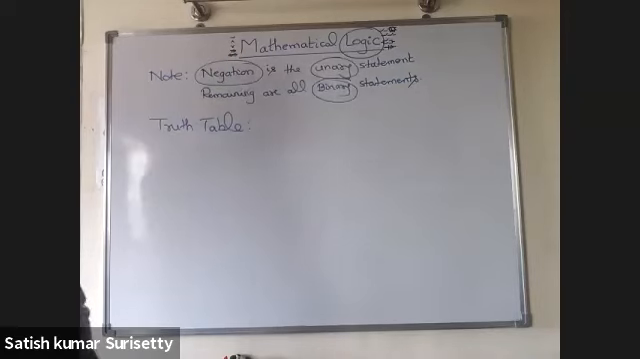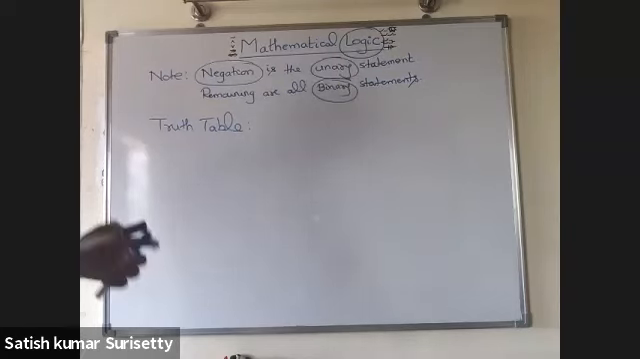What is the meaning of a unary statement? You are using only one statement, for the negation symbol. And a binary statement means two statements are used, for all the remaining connectives. That is, the remaining connectives form the compound statement.